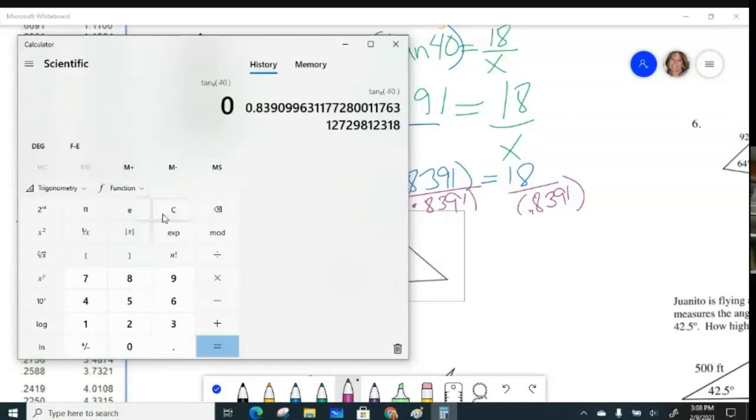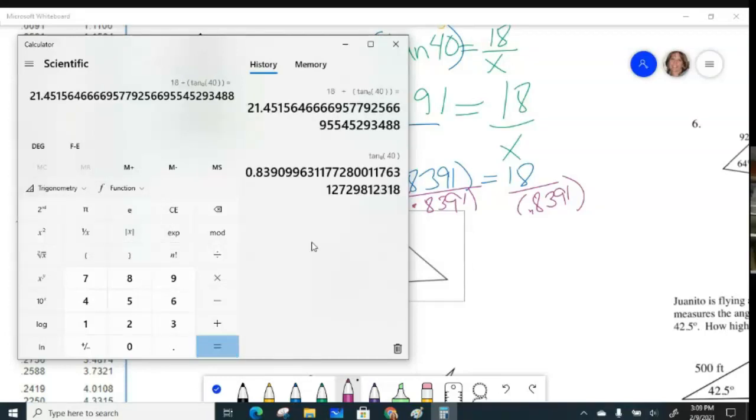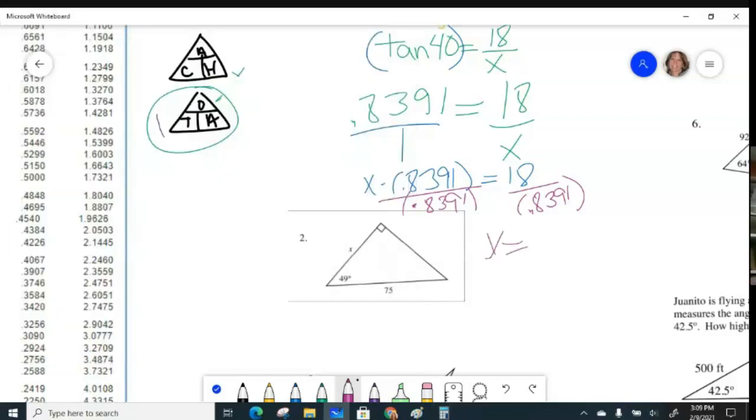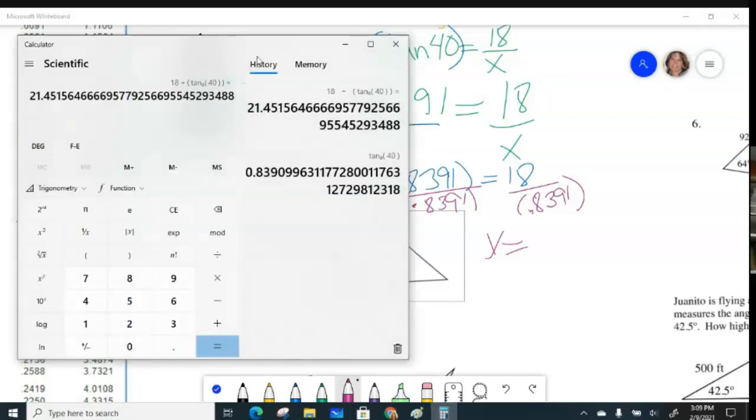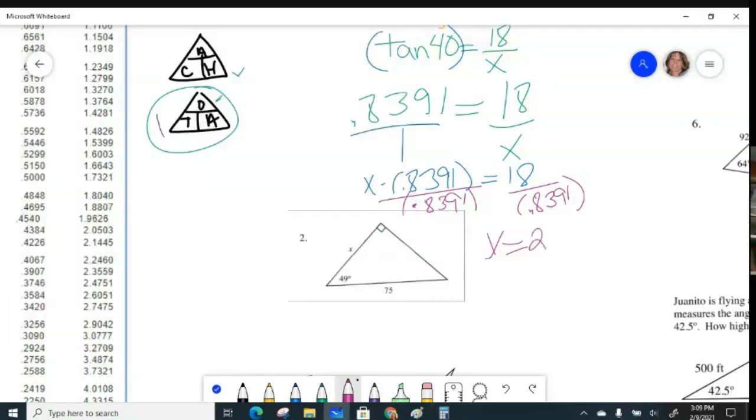So let me clear this. This calculator is kind of funky. All right, we have 18 being divided by, and I'm going to open parentheses to make sure it keeps track of what I've got going on, 40. And then I go to my trig function tangent and hit enter. And that is our answer. But of course, it's got all those decimals. So we find that x in this situation is, and my calculator ran away from me, 21.45. Okay. So again, we want to just leave it as the tangent.